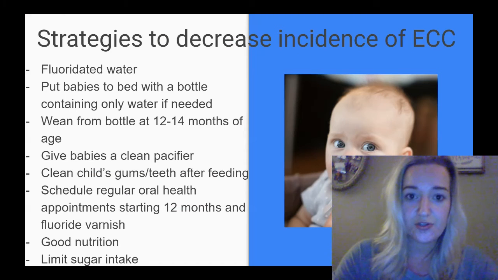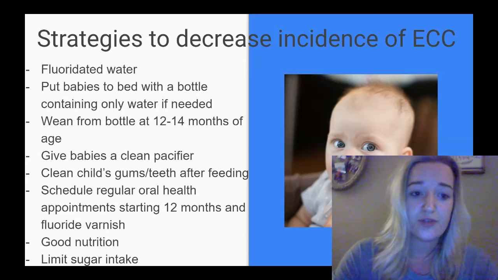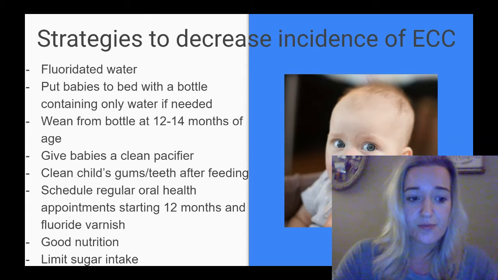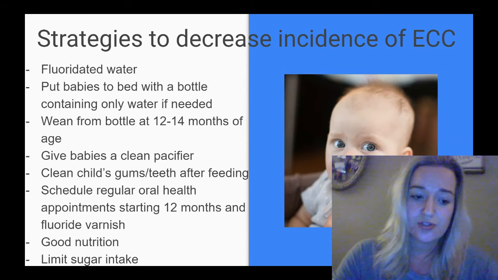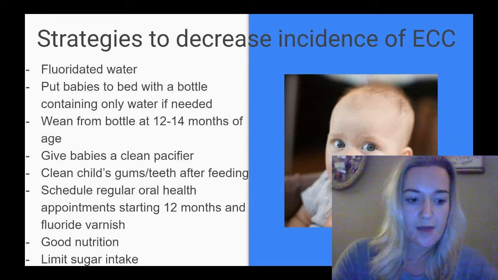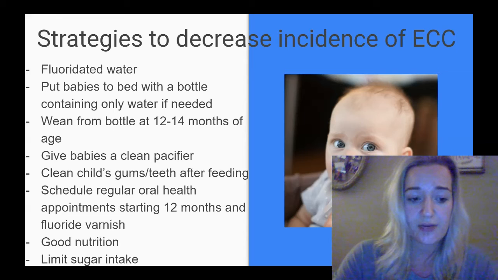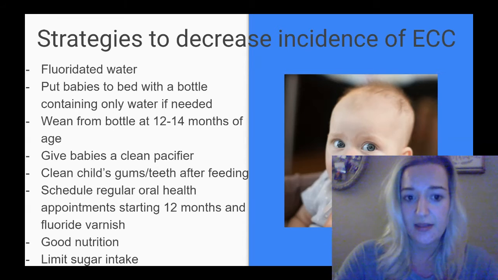Some strategies to decrease incidence of ECC. So, fluoridated water. Put babies to bed with a bottle containing only water if they need it. It's also important to start to wean children from the bottle at 12 to 14 months. So encourage drinking from a cup between 6 to 12 months of age to start with that. And drinking from a cup is less likely to cause liquid to collect and pool on the teeth like a bottle does.